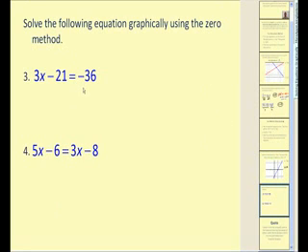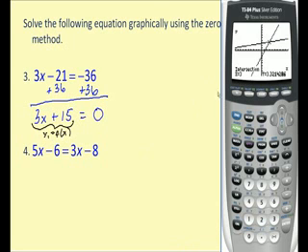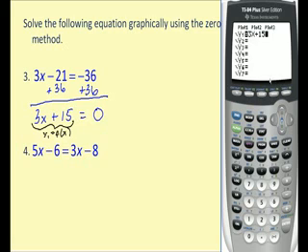The first step is we do have to set it equal to 0, so we'll add 36 on both sides. So the right side is our f of x, or our y1. So we'll go ahead and graph this on our graphing calculator and look for the x-intercept. So y1 equals 3x plus 15. Here we can pretty easily see the x-intercept is -5, but the calculator will find that for us if we press second trace and then option 2 for 0.